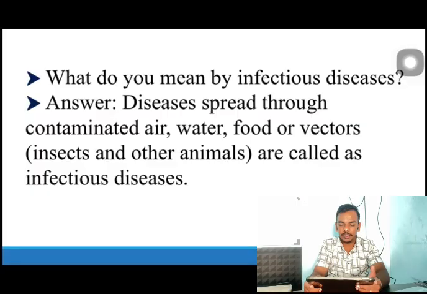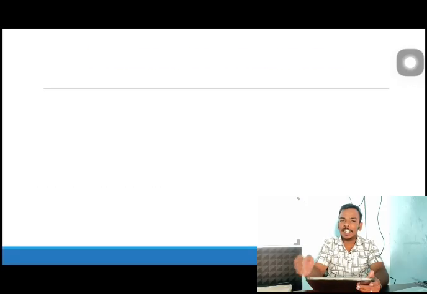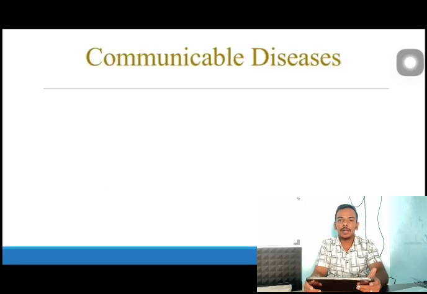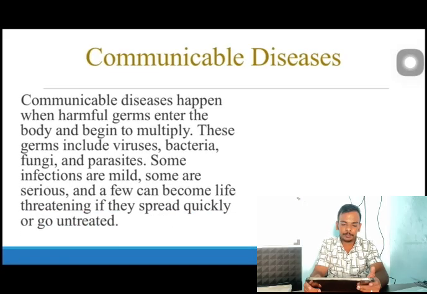What are the infectious diseases? Your answer is: the disease which is spread through contaminated water, contaminated food, air or any vector. What do we mean by vector? All the insects and other animals are called vectors. If a disease can be spread easily, it is called an infectious disease. Next, what do we mean by communicable disease? All these infectious diseases are called communicable diseases.